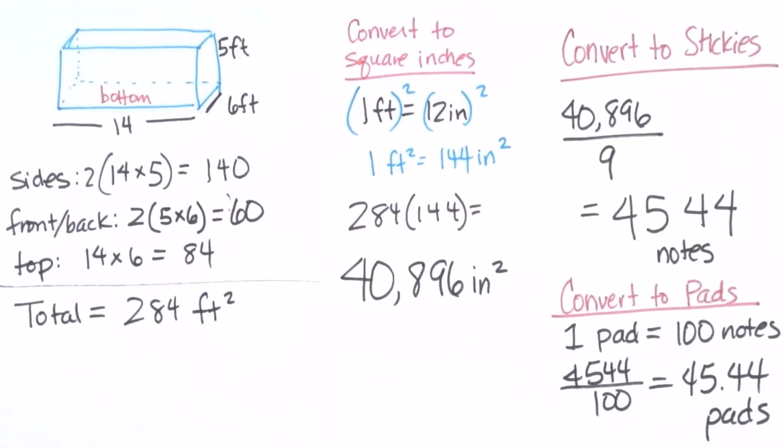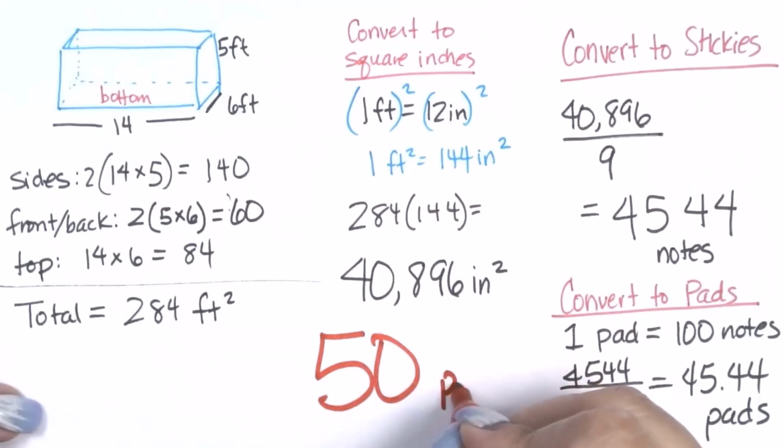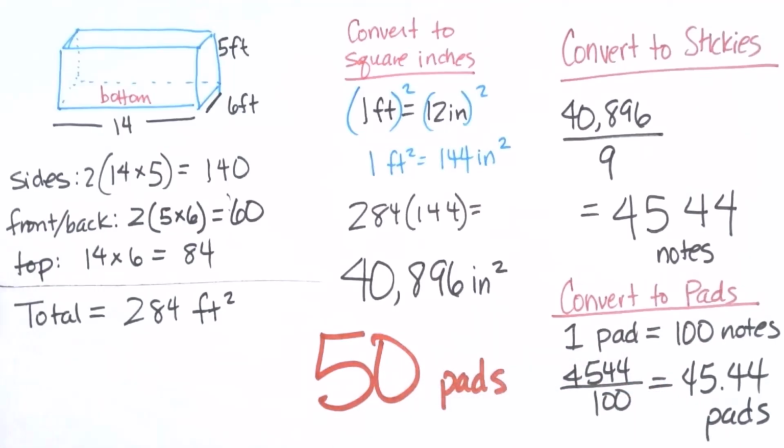Here's the thing, though. You know you're going to round that up to at least 46. But what I think you should do is account for the fact that you're going to have some stickies that don't really stick. You're going to have some overlaps that you're going to have to do, right? So to be realistic, I think you're going to need to get 50 pads. And this prank just became a math project.